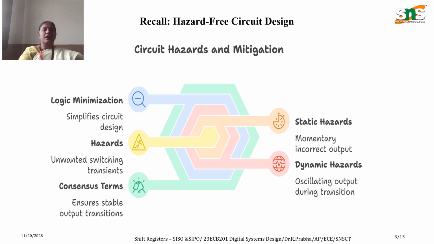So the hazards are unwanted transients, and there are two types of hazards. One is static hazard and another one is dynamic hazard. In the static hazard, the output momentarily goes wrong during the input transitions. And in the dynamic hazard, there will be oscillating outputs during transitions. Because of these hazards, there will be unwanted switching transients. So we need to eliminate this.